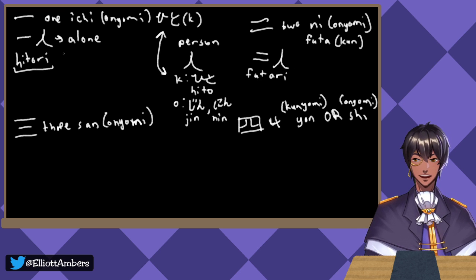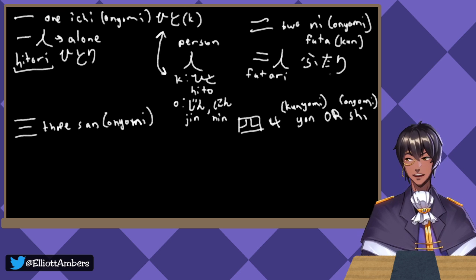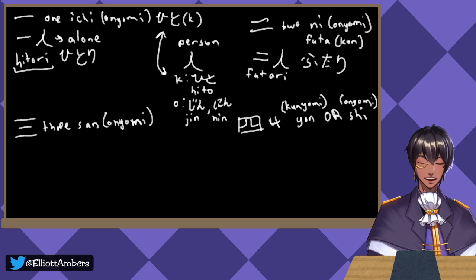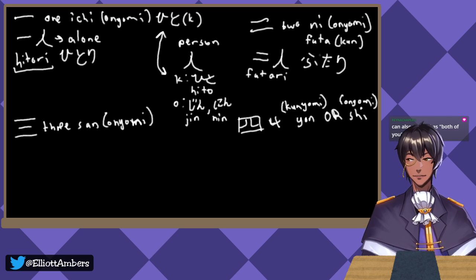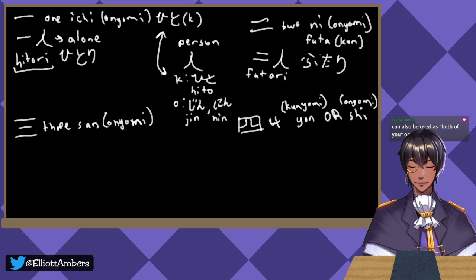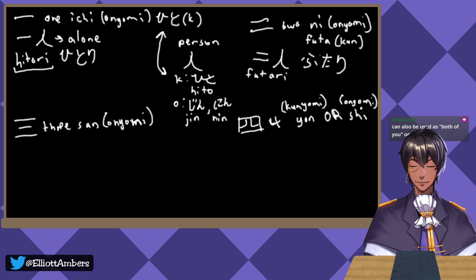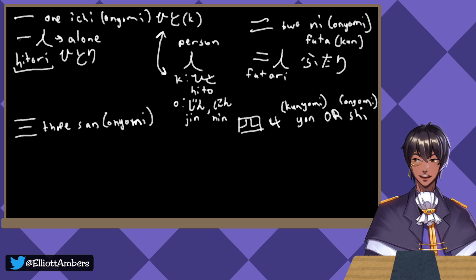And let me also write this out. Hitori, futari. Right. So one person, one alone person, is hitori. 2 people is futari. Yeah, both of you, right. Correct. And then, this is where some people will get mad, I think. So one person, hitori. 2 of you, or the 2 people, futari.